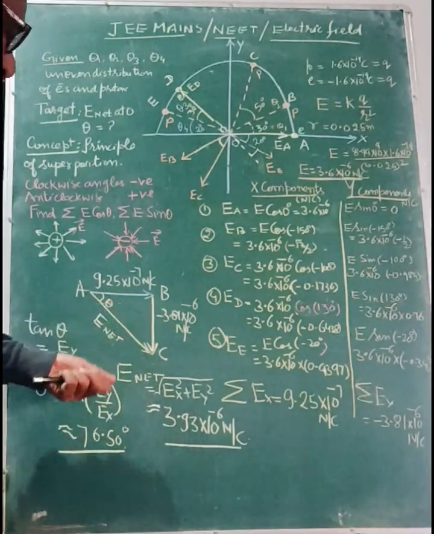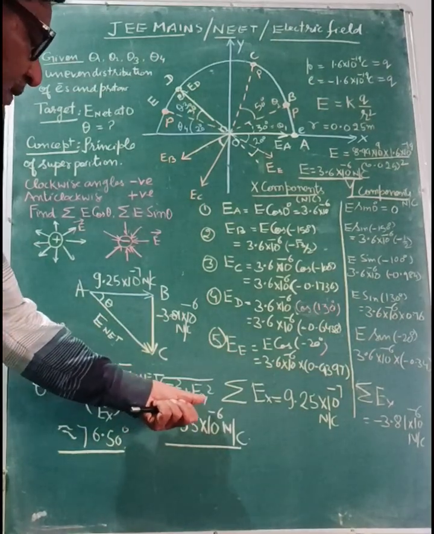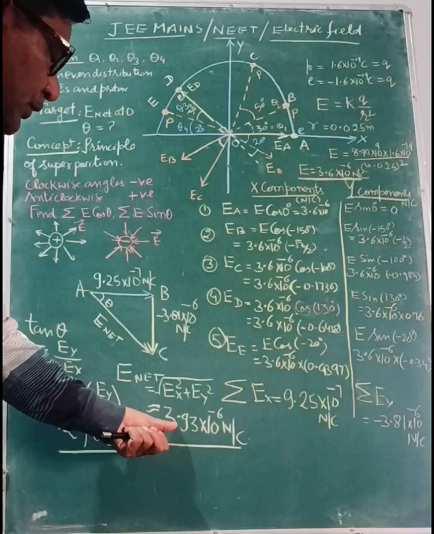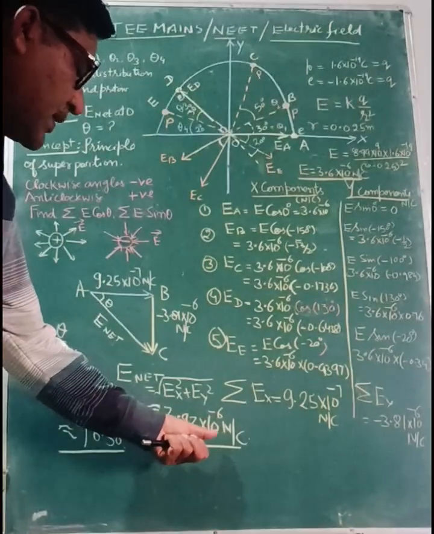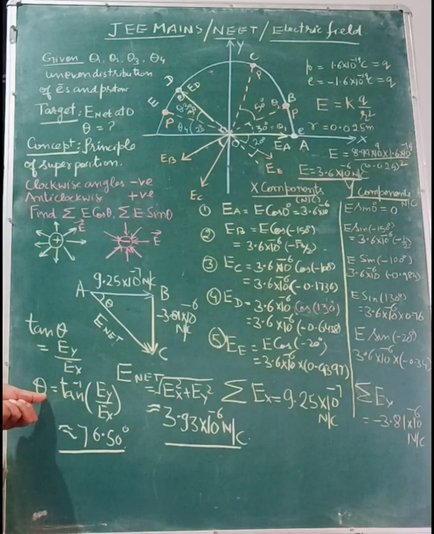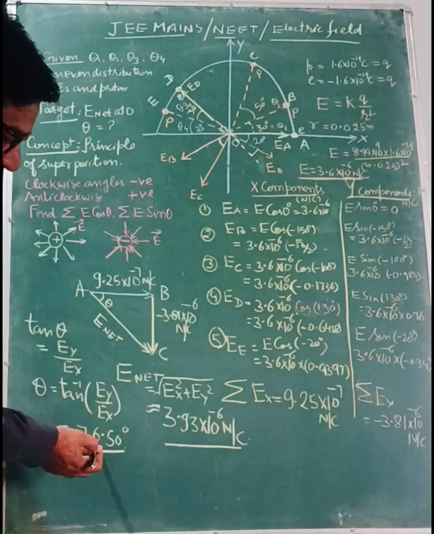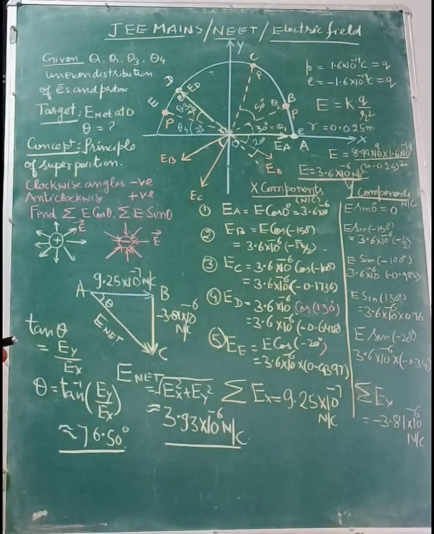And by the simple formula we can find the net electric field, the square root of Ex square plus Ey square. This comes out to be equal to 3.93 × 10^-6 Newton per coulomb. And tan theta is Ey upon Ex, so theta is equal to tan inverse of Ey upon Ex, and approximately theta comes out to be equal to 76.50 degree.